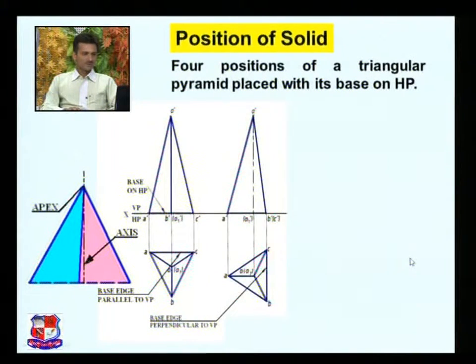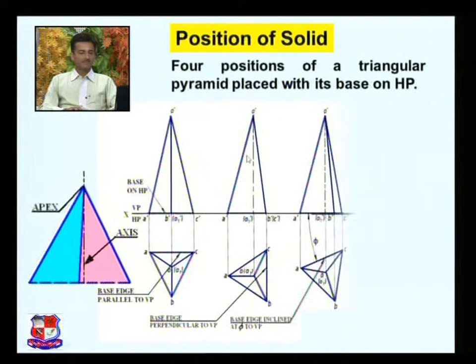Second possible position, that is base edge perpendicular to the vertical plane, similar to this triangular prism. In the triangular pyramid also it is possible that this edge is perpendicular to the XY line. So first we have to draw this line at an angle of 90 degrees to the XY line, and the length would be equal to the side length of the base, and complete this triangle, and from this triangle take projections similar to the first case, and we can draw its front view as well.